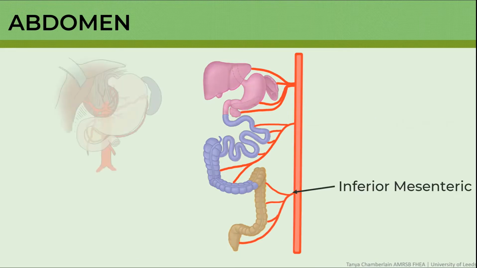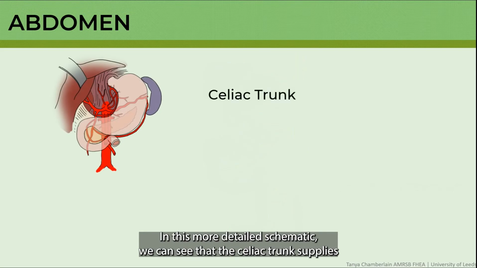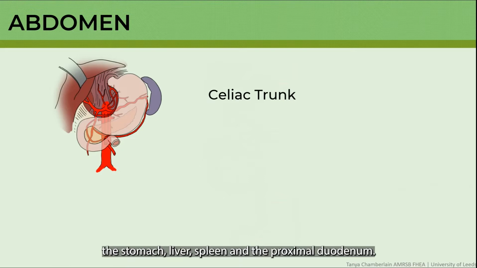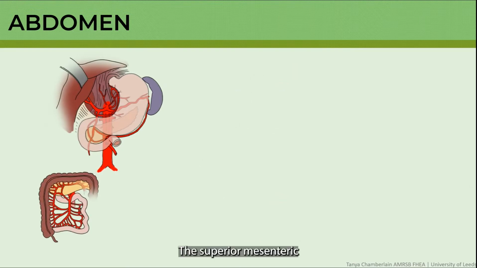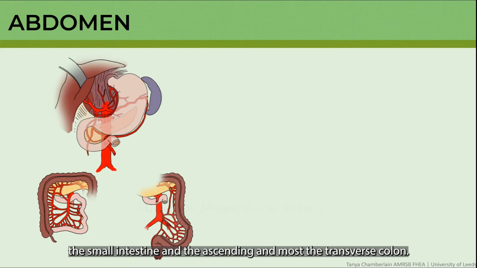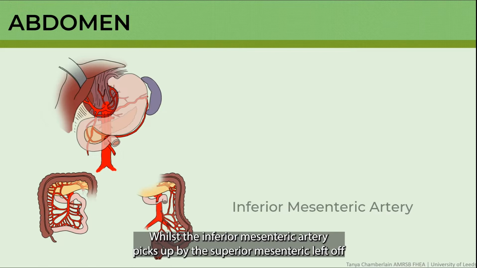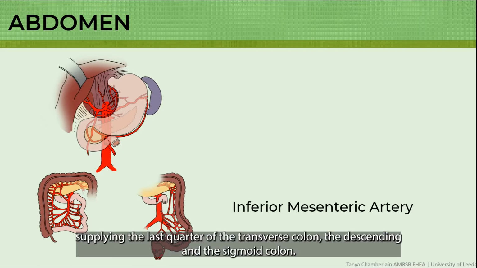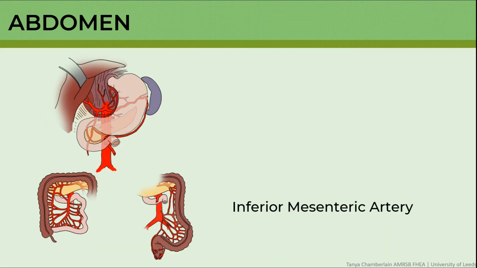In this more detailed schematic, we can see that the celiac trunk supplies the stomach, liver, spleen and the proximal duodenum and most of the pancreas. The superior mesenteric artery supplies some of the pancreas, the distal duodenum, the small intestine and the ascending and most of the transverse colon, whilst the inferior mesenteric artery picks up where the superior mesenteric left off, supplying the last quarter of the transverse colon, the descending and the sigmoid colon.